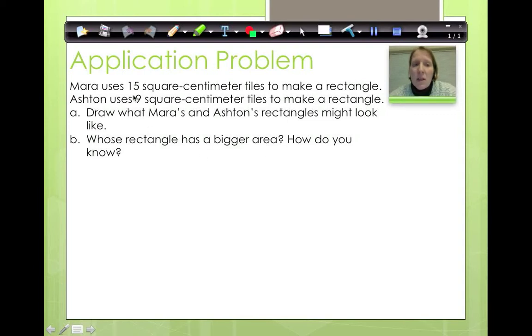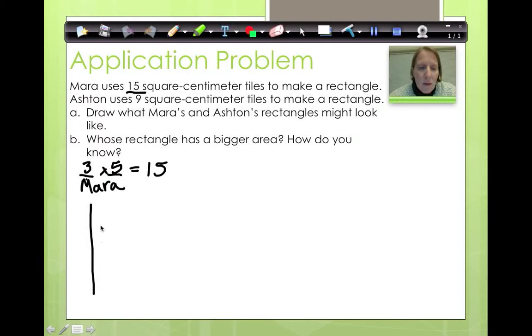So let's start with Mara. She uses a 15 square centimeter tile rectangle. Okay, so something times something equals 15. Well, I know that 3 times 5 equals 15. Could I do 3 groups of 5 with my tiles? Let's do that. And we'll call this one Mara. Okay, so let's do 3 groups of 5. All right, here's my rectangle.